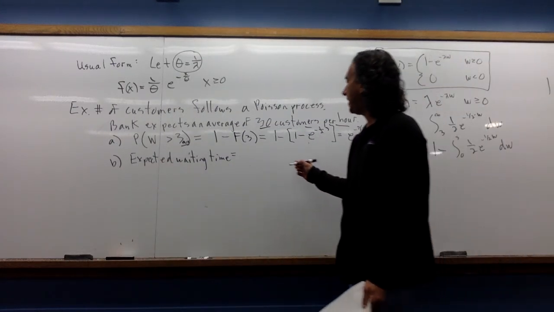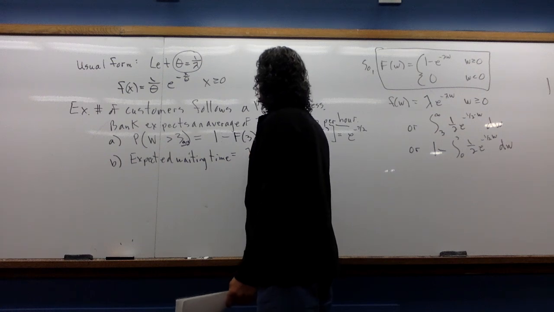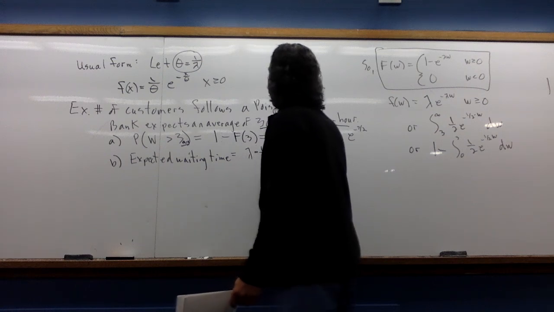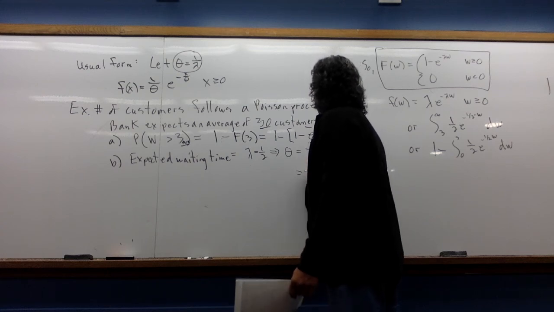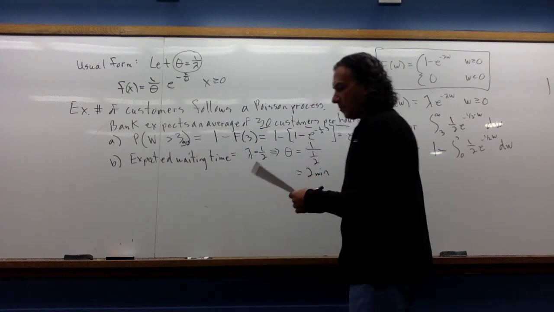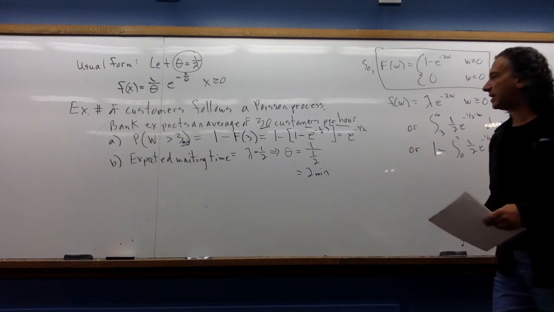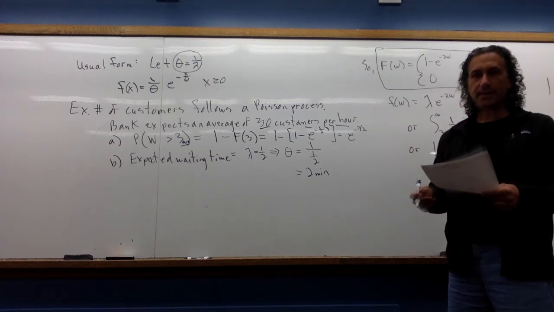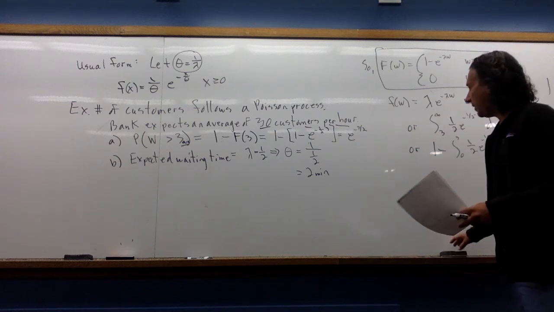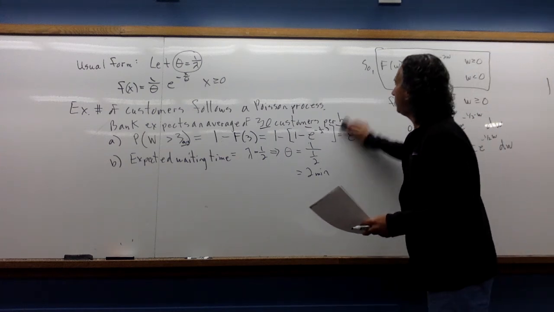All right, finally, what's the expected waiting time? Well, you know that lambda is equal to 1/2, and theta is 1 over lambda. So the expected waiting time, or on average, customers should expect to wait for 2 minutes. All right, let's do one more example.